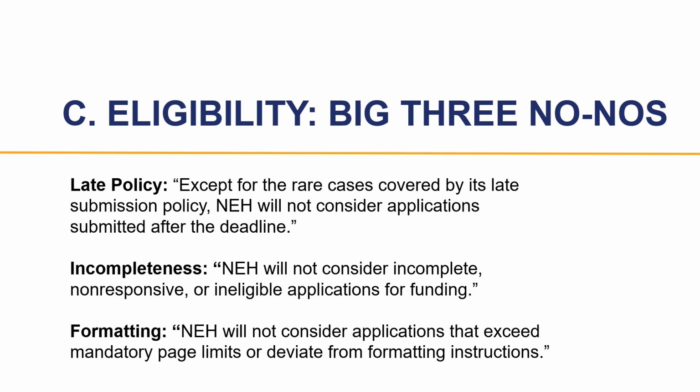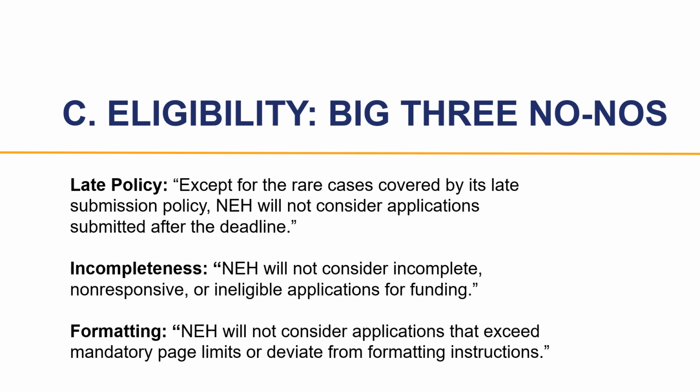Secondly, applications that are missing things that we consider required attachments or required parts of the application, we cannot consider those for funding, and that can also include applications that are just simply not eligible according to our rules of what projects can be for. So obviously, if it's a project that has no scholarly apparatus planned, we would not consider that eligible, and therefore it would be non-responsive to our rules.